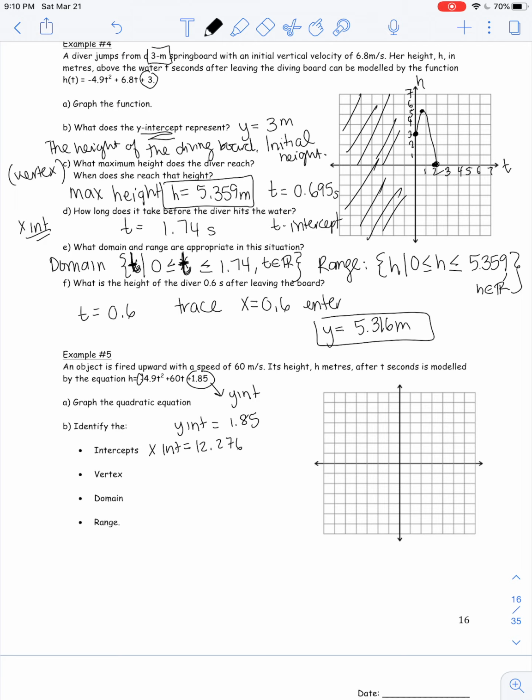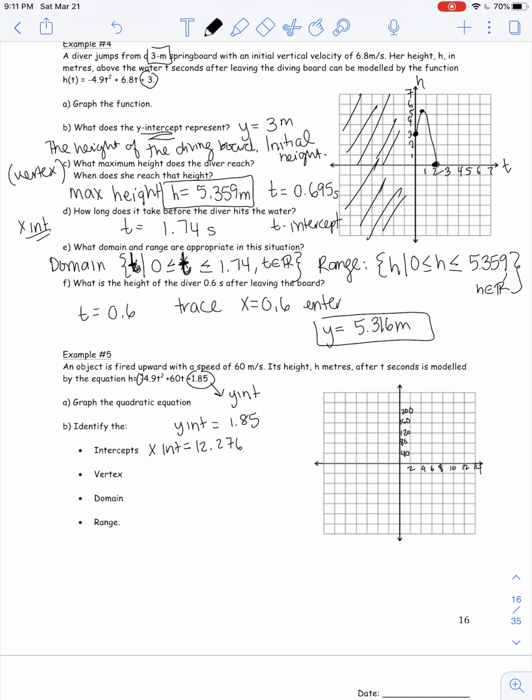Now, remember our graph is quite large. It's going up to 200. So I'm going to change my scale to go up by 40s. 40, 80, 120, 160, and 200. And for my x's, I'm going to go up by, let's go by 2's, because that would be enough to fit my x-intercept in. So 2, 4, 6, 8, 10, 12, 14.